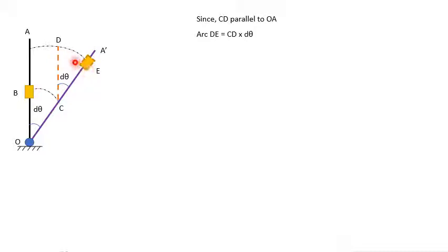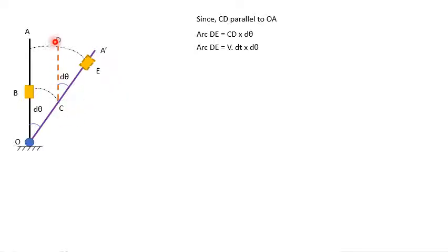In this triangle, first let us find the arc length of DE. Arc DE is equal to radius multiplied by the angular displacement. The radius is CD, multiplied by the angular displacement theta.